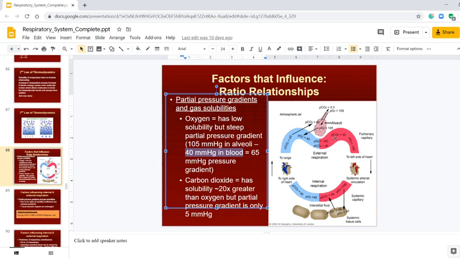Now we're carrying around oxygenated blood. Okay, so we see that difference, right? That's that high pressure to low pressure. So oxygen is going to go from the alveoli into the blood.